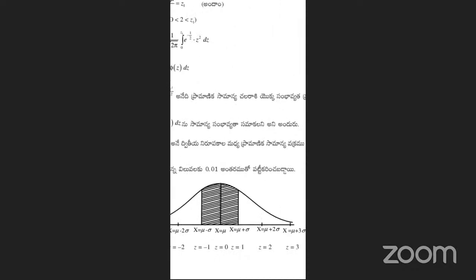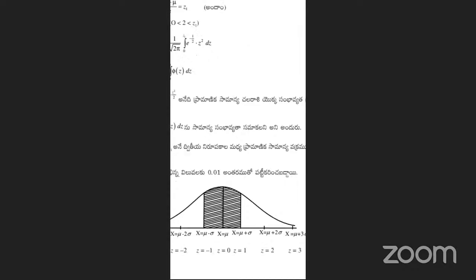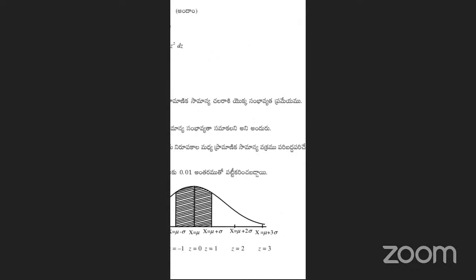So here x equal to mu minus sigma, mu minus 2 sigma, mu minus 3 sigma. Here mu plus sigma, mu plus 2 sigma, mu plus 3 sigma. Where x equal to mu, you substitute, you will get z equal to 0, z equal to minus 1, z equal to minus 2, minus 3. And here 1, 2, 3.